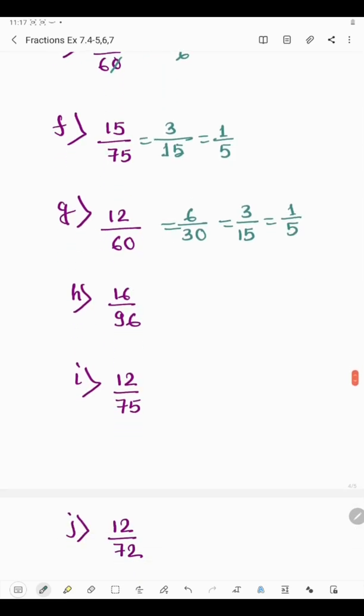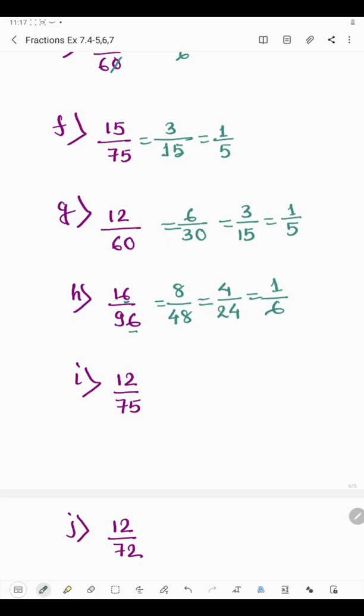Now next we have 16 by 96. In both the numbers we have an even number at one's place, so it will be divisible by 2. So 2 8s are 16, 2 4s are 8, 2 8s are 16. Okay, now again it will be divisible by 2. 2 4s are 8, 2 2s are 4, 2 4s are 8. Then 4 and 24 both come in 4's table, so we can divide by 4. So 4 1s are 4, 4 6s are 24. So it's 1 by 6.